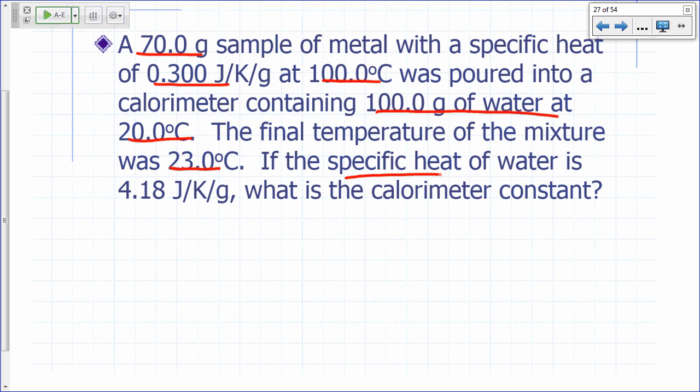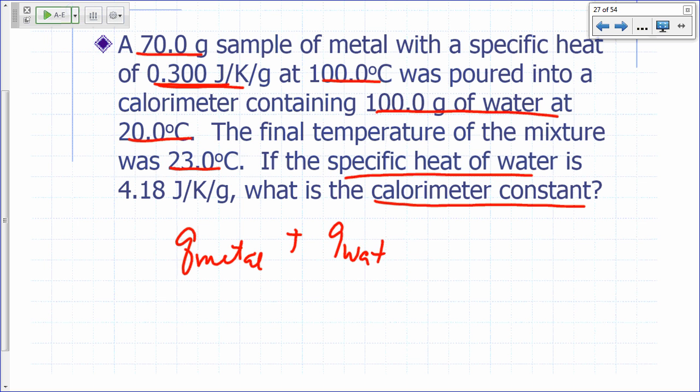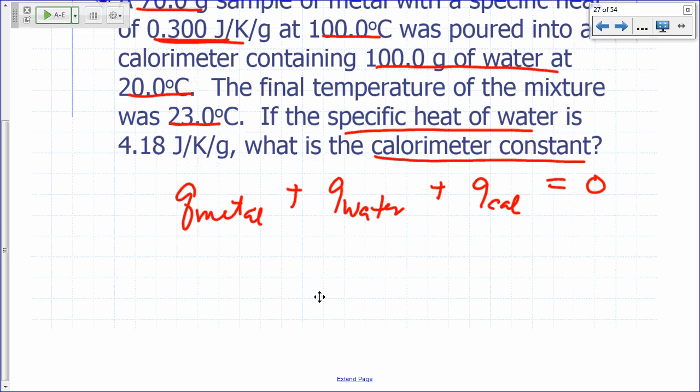You know the specific heat of water, you know the specific heat of the metal, so you can figure out the calorimeter constant. The way you do this is you say Q of the metal plus Q of the water plus Q of the calorimeter must be equal to 0. What's Q of the metal? Mass of the metal times specific heat of the metal times delta T for the metal. Then Q of the water.